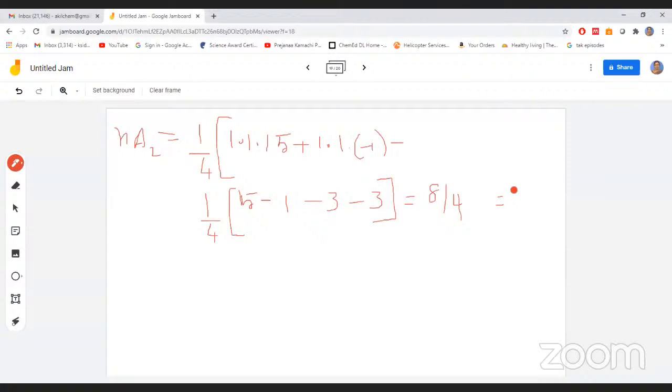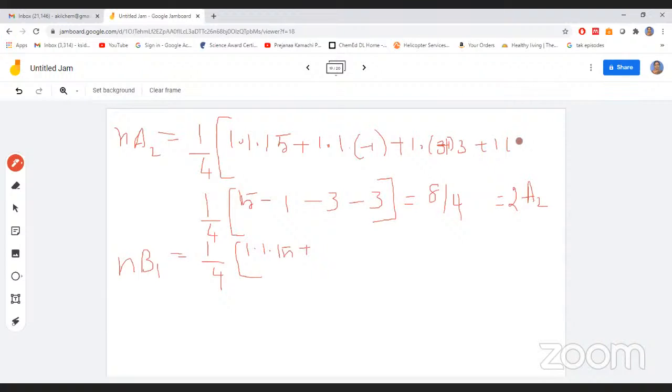Okay, then similarly we can find out NB1 is equal to 1 by 4 into 1 into 1 into 15 plus, I missed this, so I'll write once again, plus 1 into minus 1 into 3 plus 1 into minus 1 into 3.